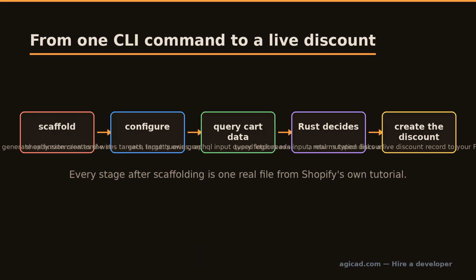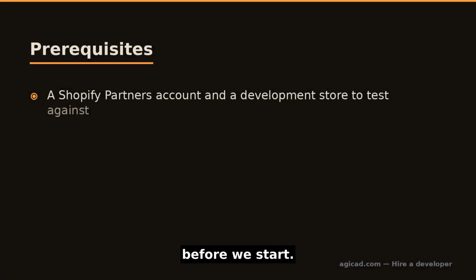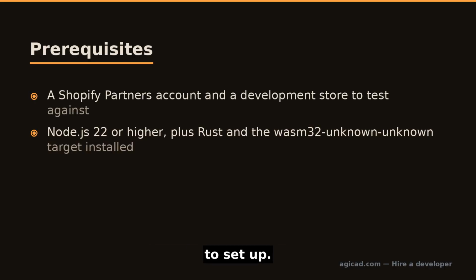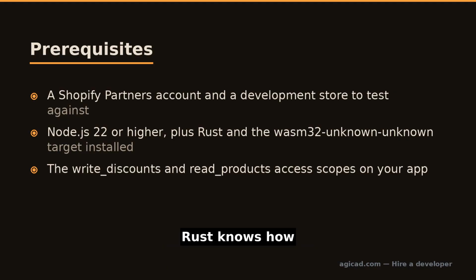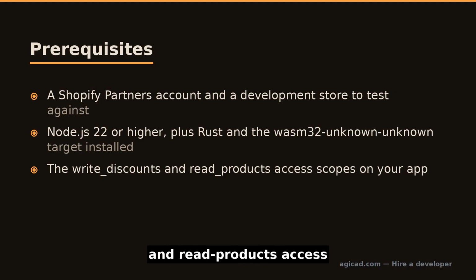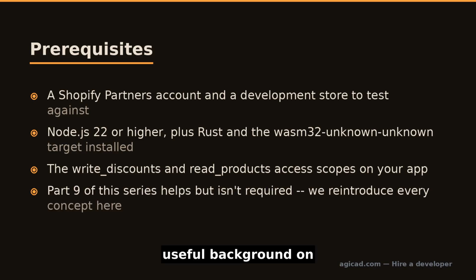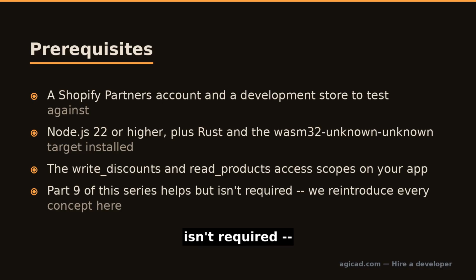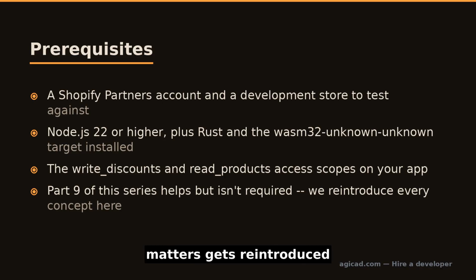A short list before we start. You'll need a Shopify Partners account and a development store to actually test against. This is free to set up. You'll need Node.js version 22 or higher installed, plus Rust itself, plus the wasm32-unknown-unknown compilation target so Rust knows how to produce WebAssembly. Your app will need the right discounts and read products access scopes. And while part 9 of this series gives useful background on why functions exist at all, it isn't required. Every concept that matters gets reintroduced as we hit it today.